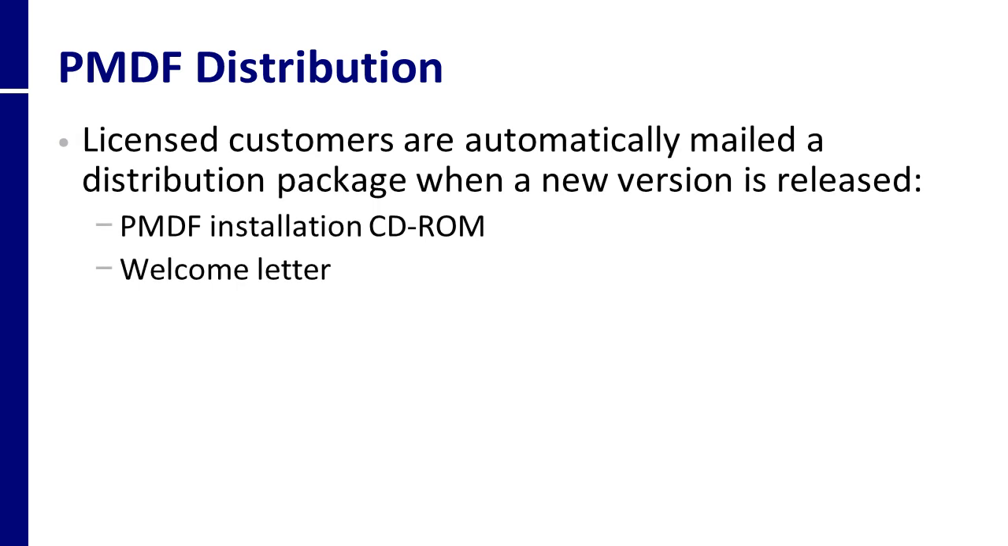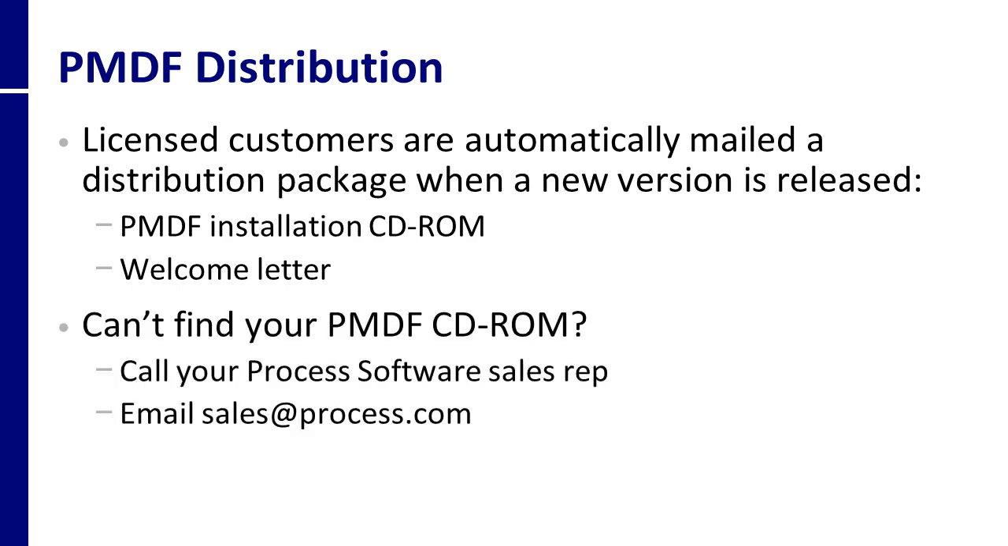As a licensed customer, you're automatically mailed a distribution package when a new version of PMDF is released. The package contains the PMDF CD-ROM and a welcome letter outlining the major new features in the updated version. If you don't have or can't find your PMDF CD-ROM, contact your Process Software sales representative or email sales@process.com. They can provide you with links to download the latest version of PMDF, as well as mail you a physical CD-ROM containing the software.